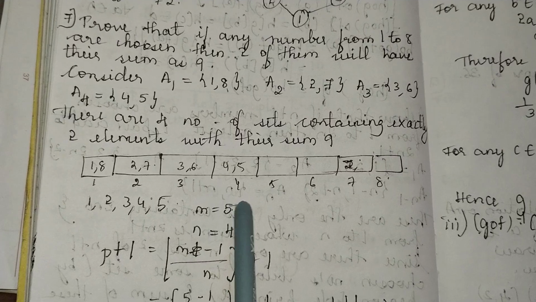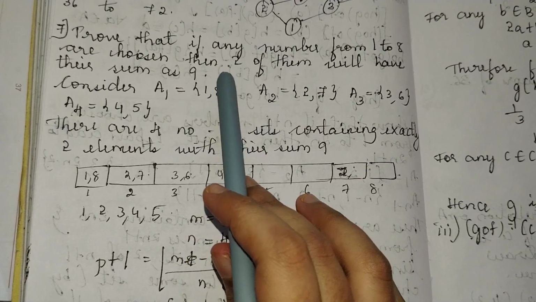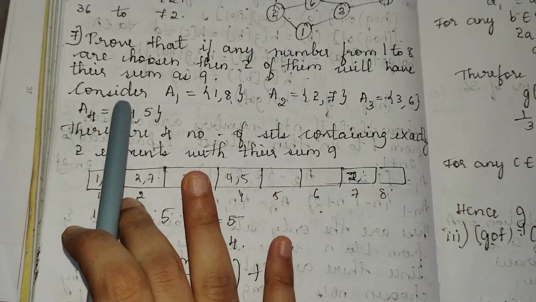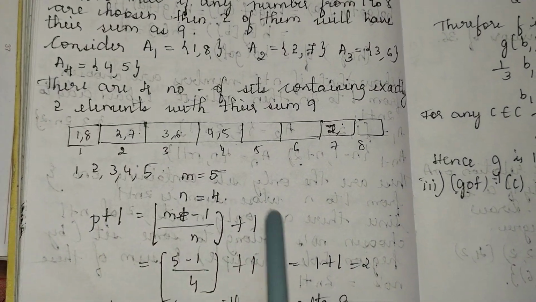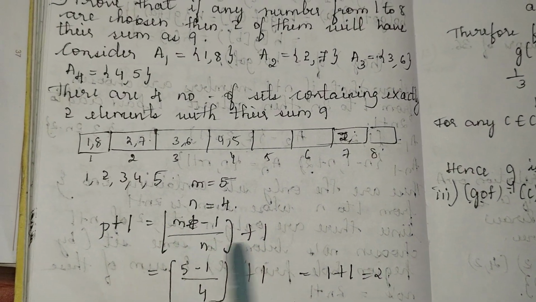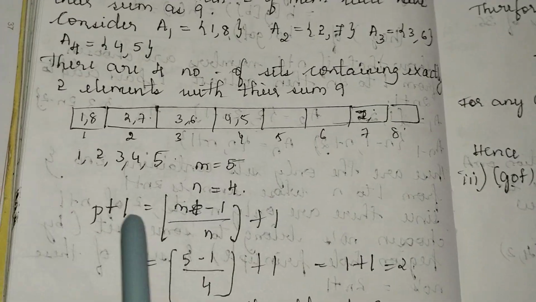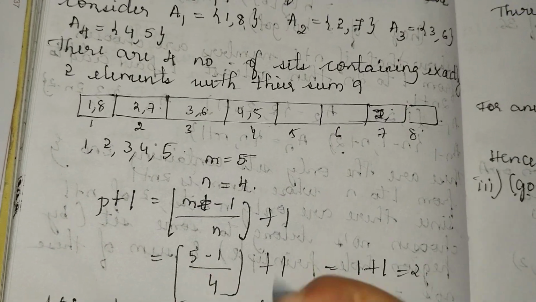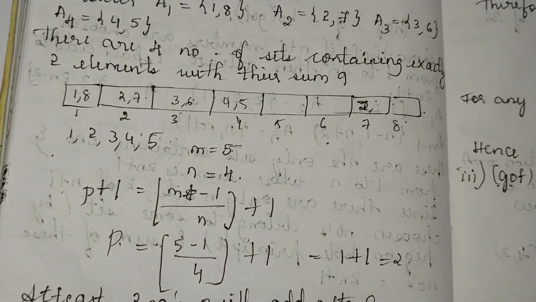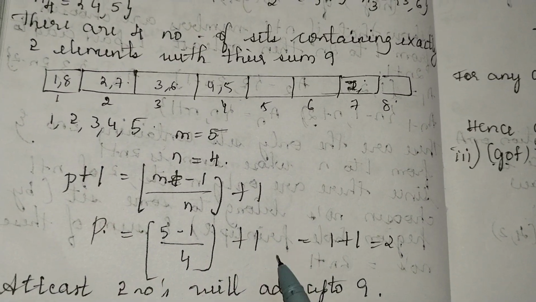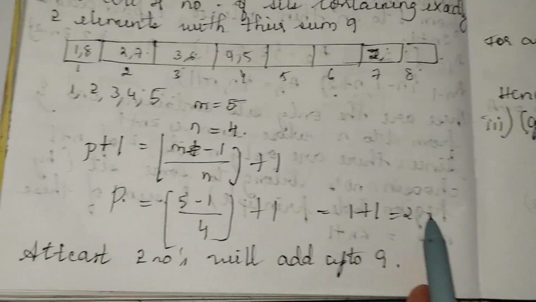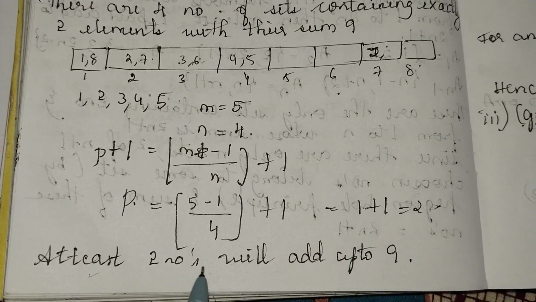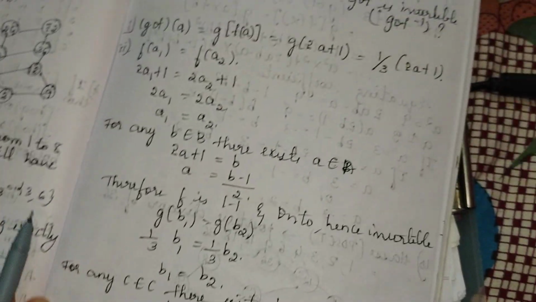So m value is 5, n is 4. N means this value 1, 2, 3, 4. So 4. This is the Pigeonhole principle. Write the formula. We have to find this value of p. So in order to find the value of p here, take this plus 1 this side, minus 1 it becomes. Finally you will get the answer to be 2. So at least two numbers will add up to 9. Simple, right? Okay, next one.